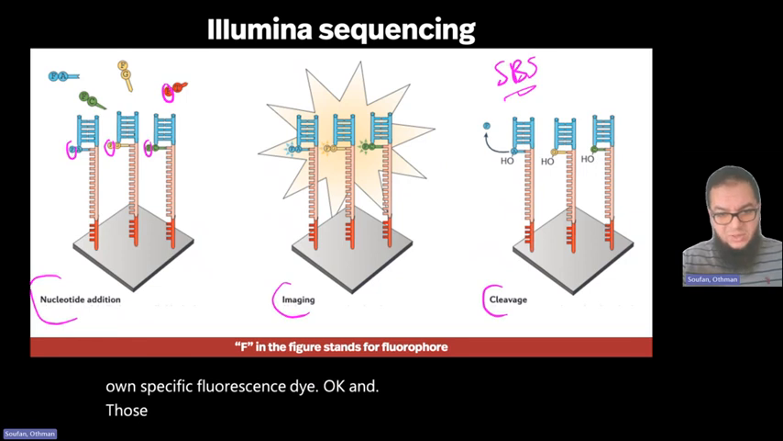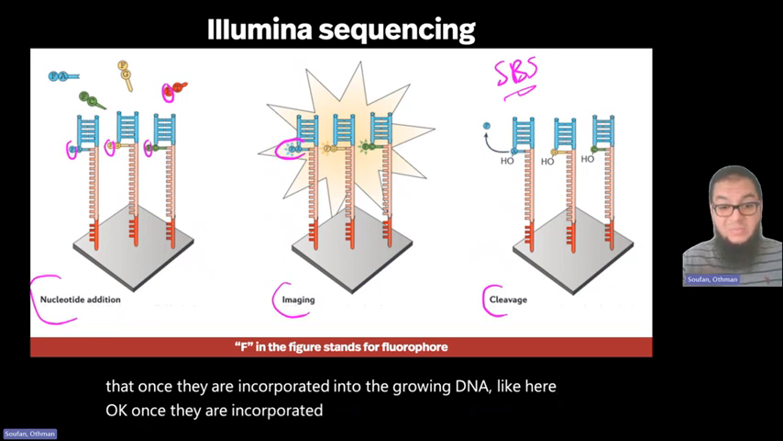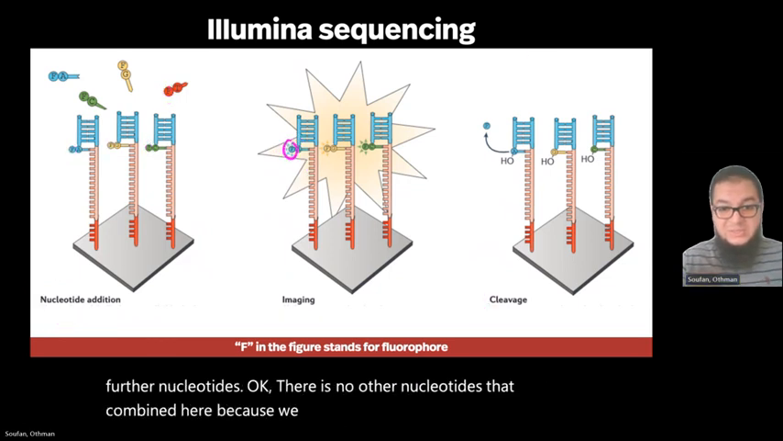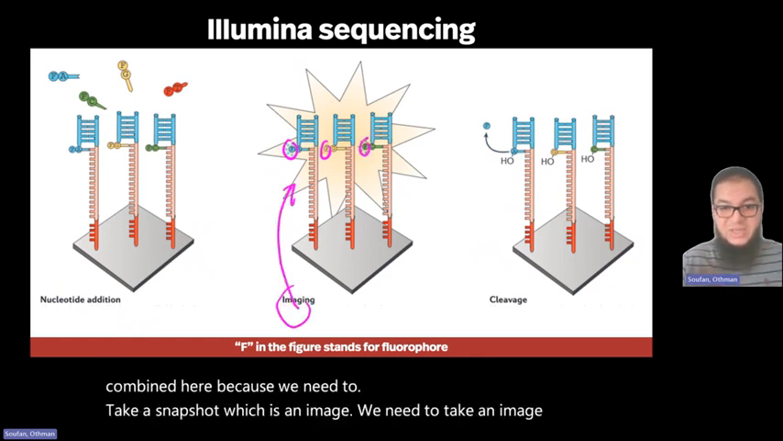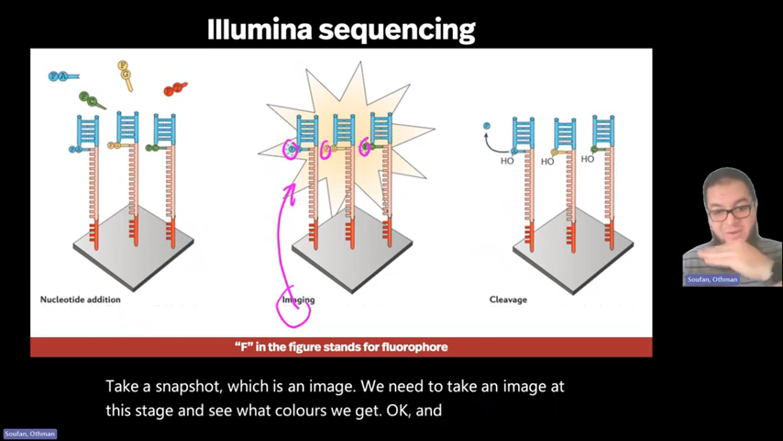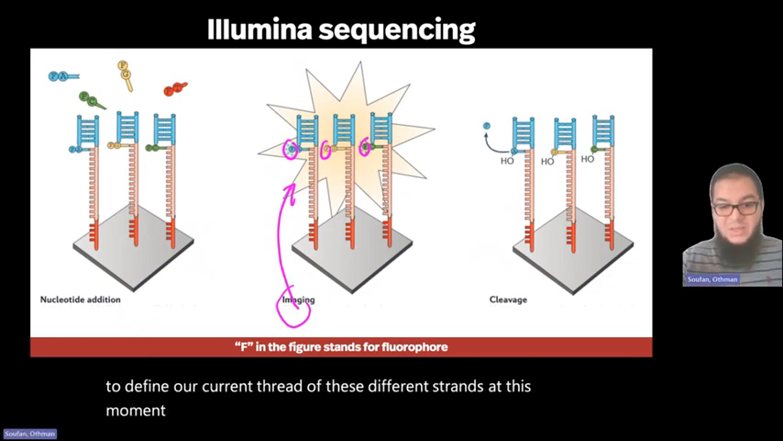Those nucleotides in Illumina sequencing are also modified such that once they are incorporated into the growing DNA, like here, they temporarily block any further nucleotides. There are no other nucleotides that can bind here because we need to take a snapshot, an image. We need to take an image at this stage and see what colors we get. And then this is going to define our current read of these different strands at this moment.